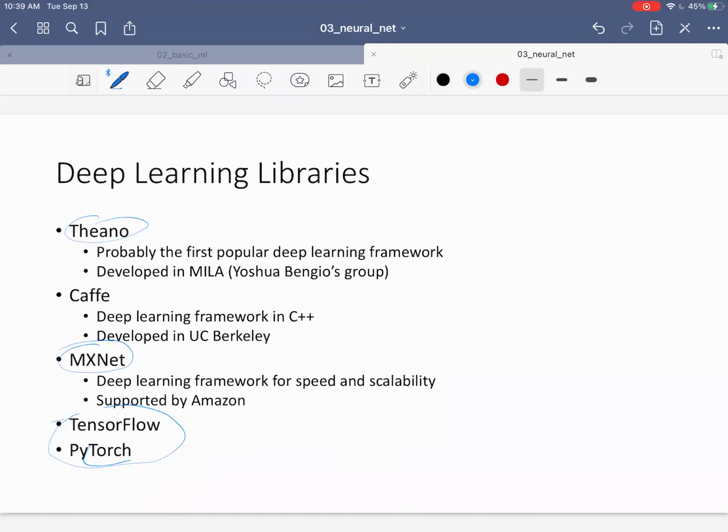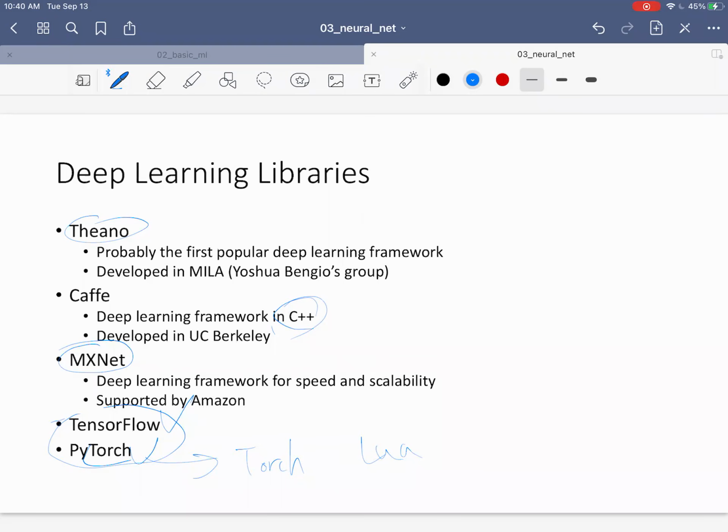Caffe was a deep learning framework written in C++. Theano was written in Python. TensorFlow and PyTorch, they were all written in Python. Caffe, on the other hand, was written in C++. Before PyTorch, there was Torch, and Torch was written in Lua, which is another language. And Torch was adopted by DeepMind before they were acquired by Google.